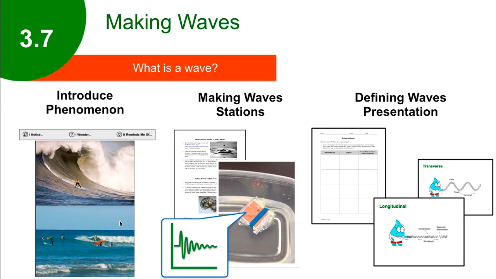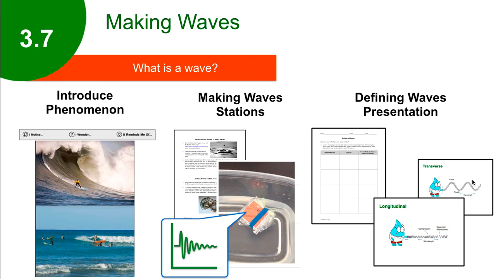We then send students out to different stations with different materials, slinkies, dominoes, rope, rubber bands, even a tub of water with a Pocket Lab Voyager floating in a sealed plastic bag. As students generate waves in the tub, they can see the motion recorded by the device. They take notes using the structure in the Defining Waves worksheet as they go.